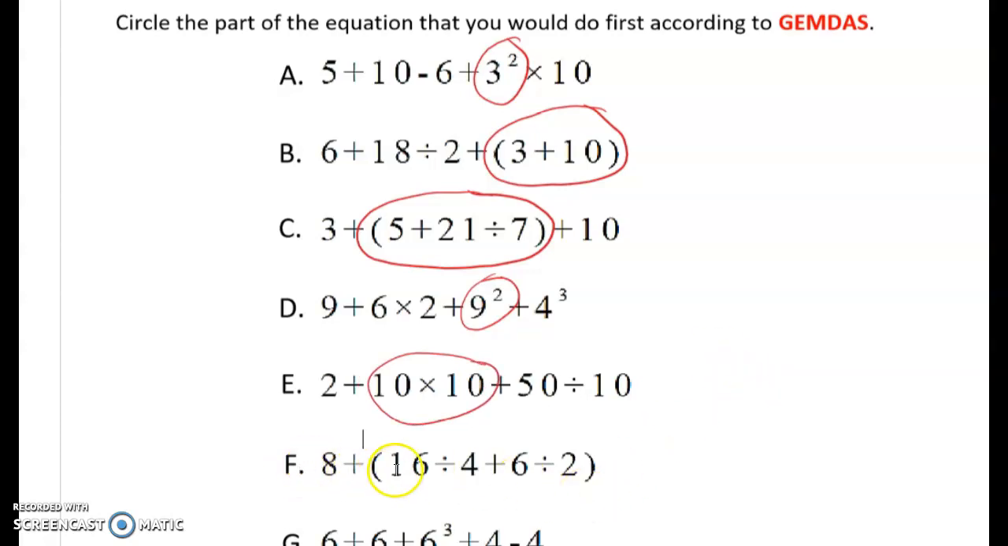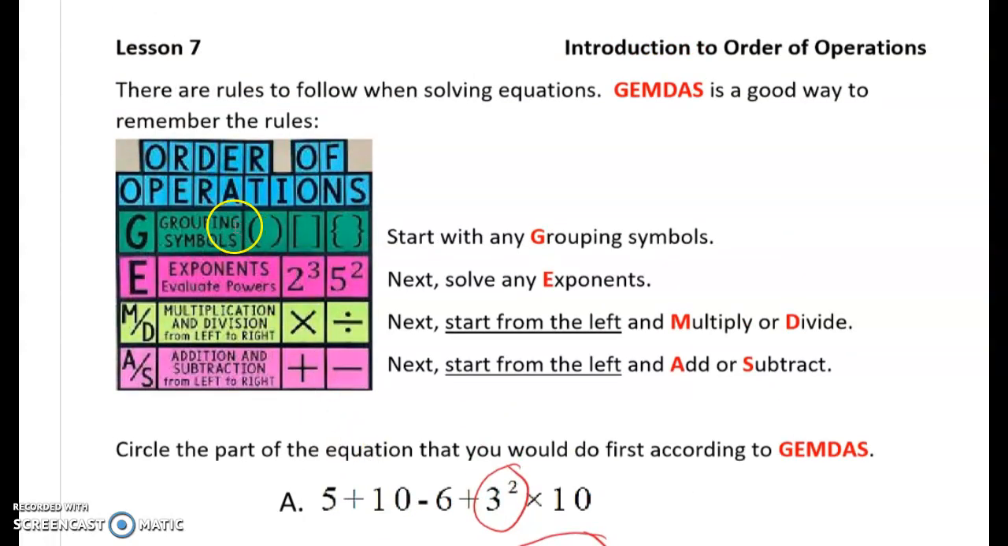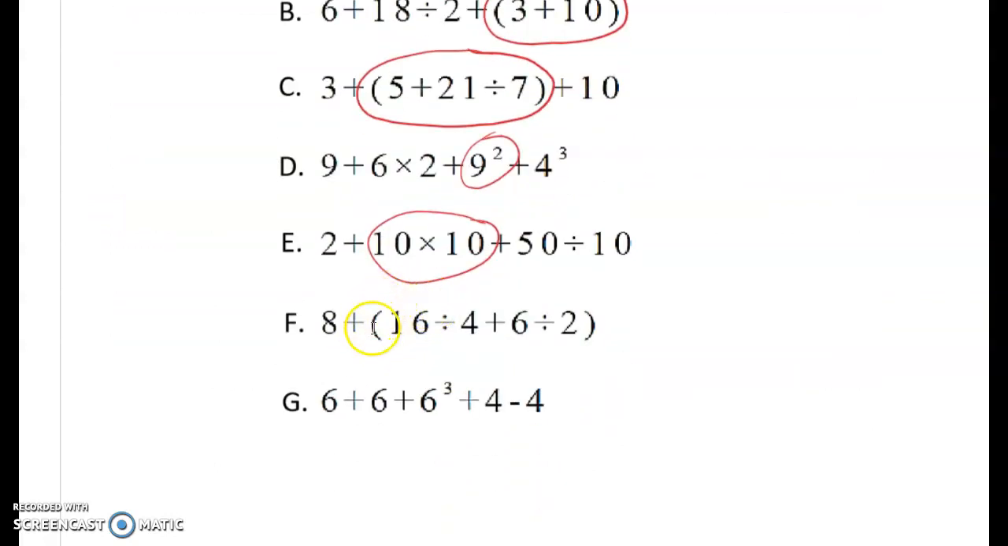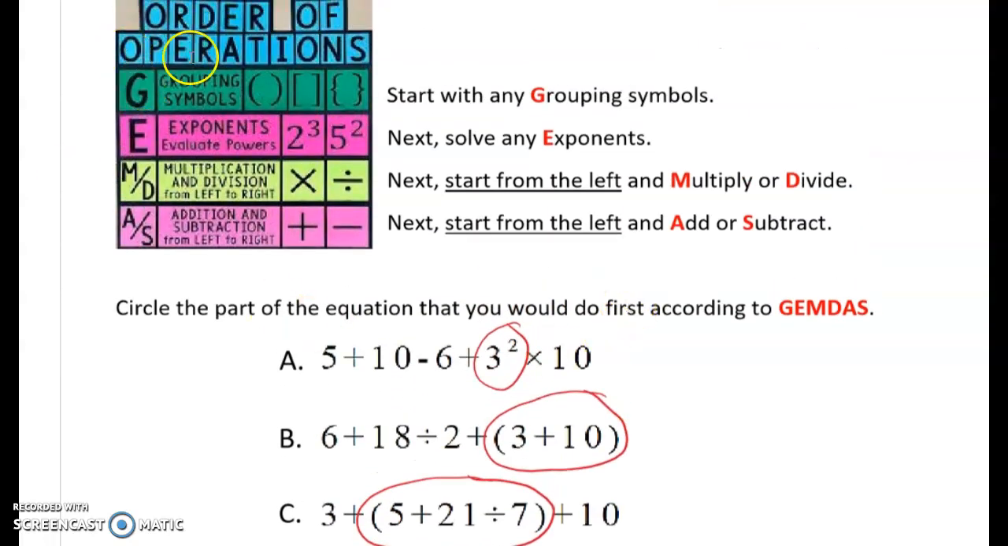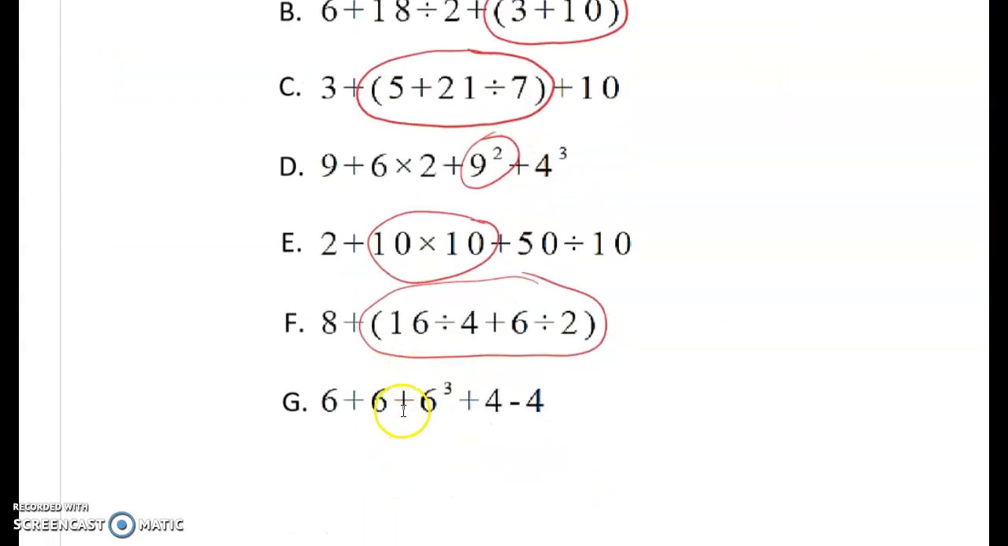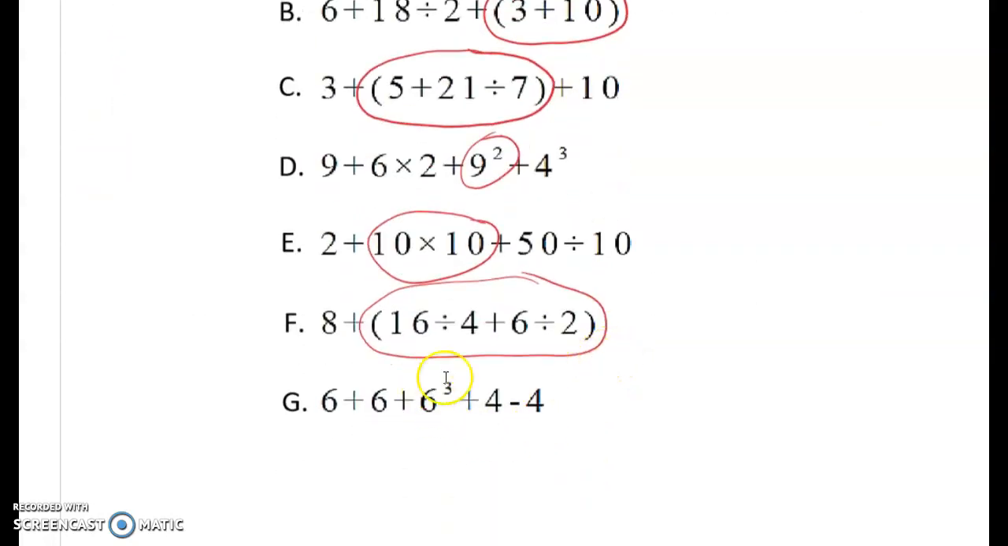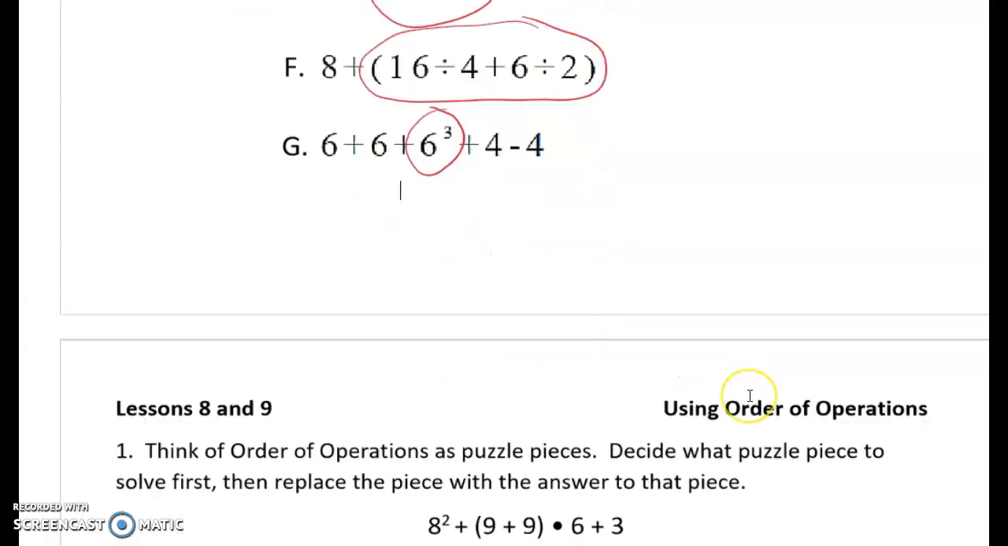In F, once again, what is first? My grouping symbols. I need to look and see if I have them first. I do. I have this whole expression in parentheses. I'm going to be circling that. That is what I'll have to do first. And in G, do I have any grouping symbols? I do not. Do I have any exponents? I think I do, right here. So I would have to do my exponents first. So I would circle that. Okay.